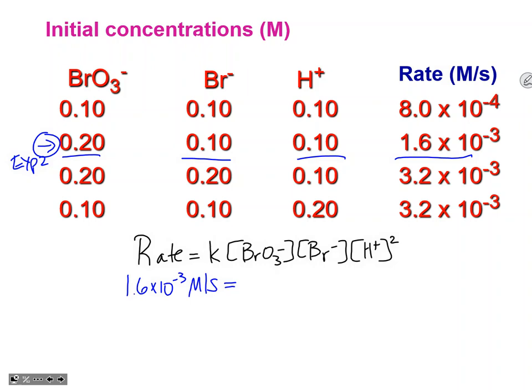equals K times 0.2 times bromide 0.1 and then times the hydrogen 0.1 squared. Now all we have to do is multiply and divide. So what do you get for your number for K?